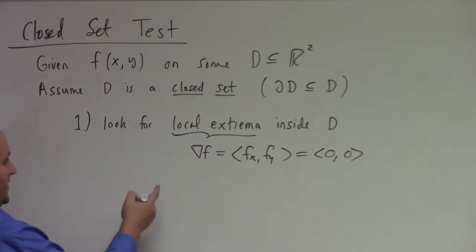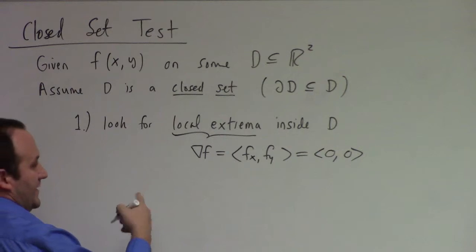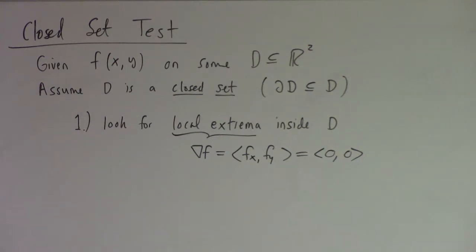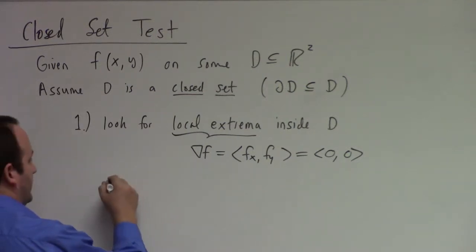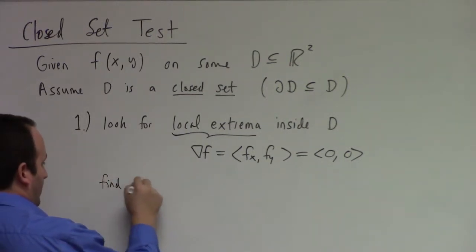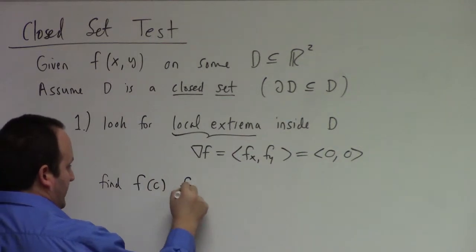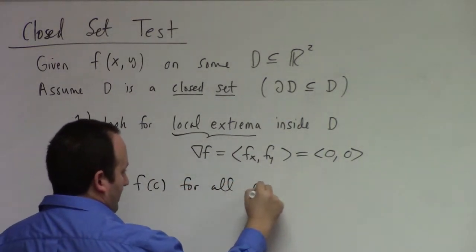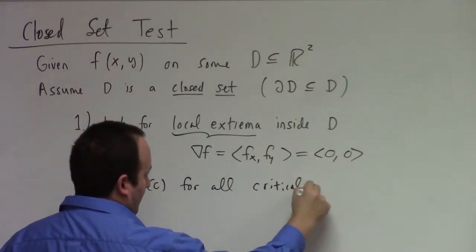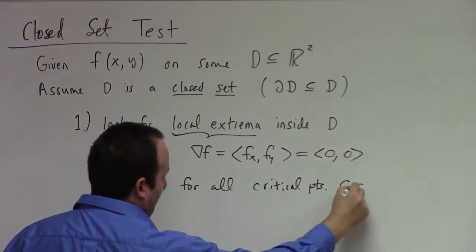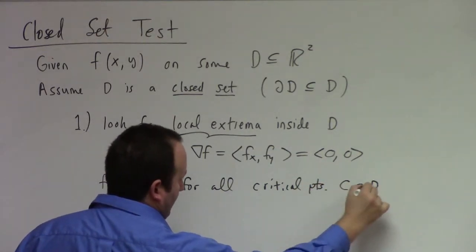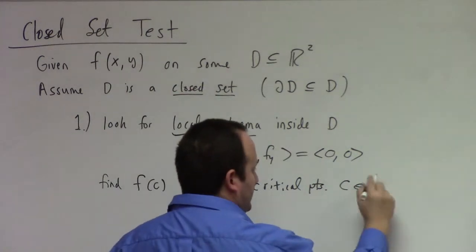And then basically you catalog them, right? Make a list of all the interesting points you find, and find the value of the function at each one of those points. That's step number one. Find f of c for all such points, and just to be clear, in the interior of D.